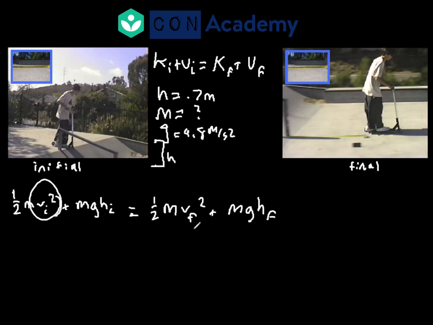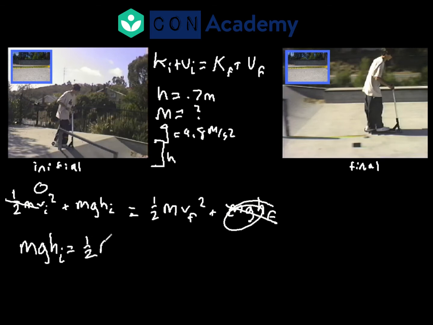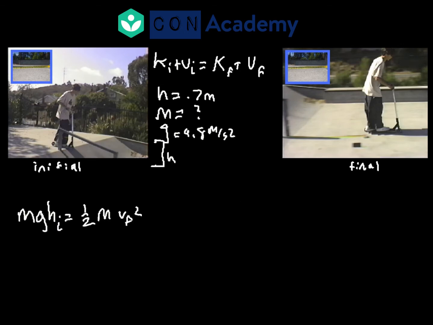What is his initial velocity? 0. His initial velocity is 0, so that can be canceled out. His final height, when he hits the ground, is 0. So boom. Really, in the end, what we're studying here is mg times the initial height equals 1/2 m times the final velocity squared. If I clean this up a little bit, let's try and solve this. We know that if there's something on both sides, we can cancel it out. So then our formula ends up being g multiplied by the initial height equals 1/2 of the final velocity squared.